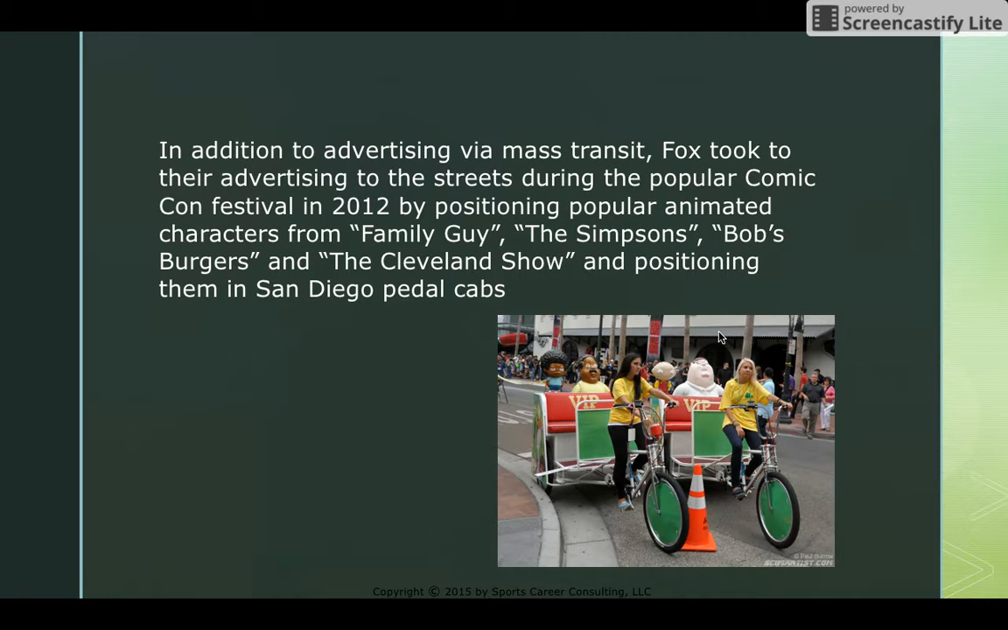In addition to advertising via mass transit, Fox took their advertising to the streets during the popular Comic-Con festival in 2012 by positioning popular animated characters from shows like Family Guy, The Simpsons, Bob's Burgers, and The Cleveland Show in San Diego pedal-cabs.